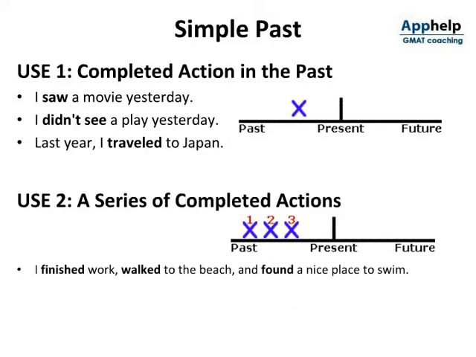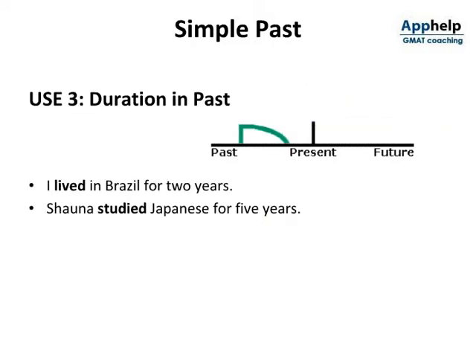Use 2. Simple past can also be used for a series of completed actions. For example, I finished work, walked to the beach, and found a nice place to swim. The third use of simple past is to describe a duration in the past. For example, I lived in Brazil for 2 years. Shauna studied Japanese for 5 years.